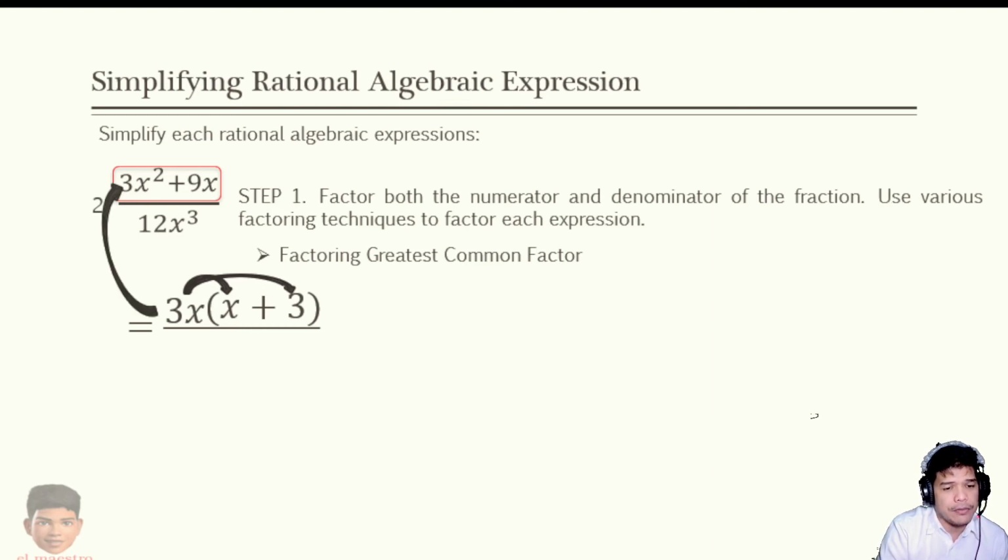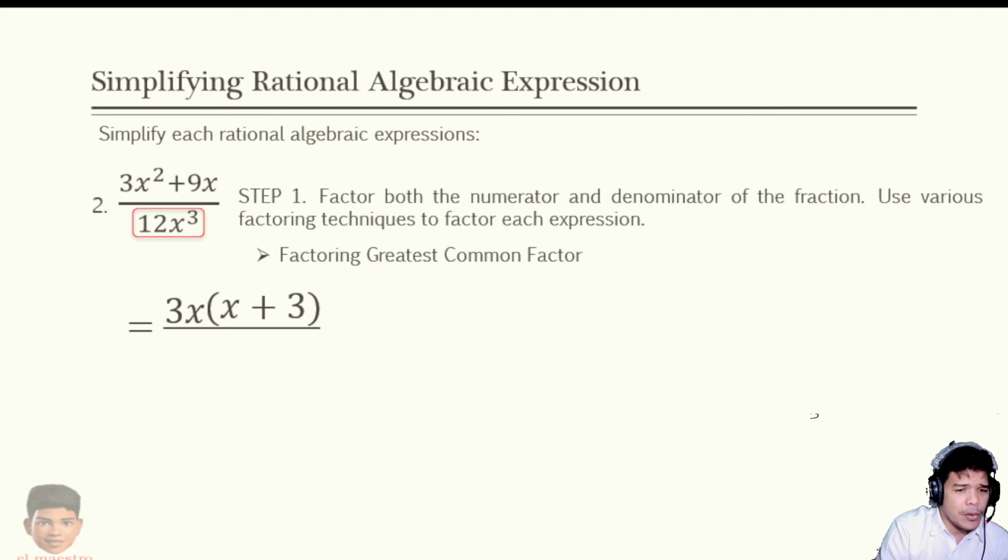Okay? So, we need to factor it out lang. So, na-factor na natin. Next is the denominator. I-factor out natin. Again, anong factor meron si denominator na kapareho ng meron sa numerator? So, we all know the factor of 12 is 3 times 4. And we have x times x times x. Tatlong x yan kasi that is x cubed.